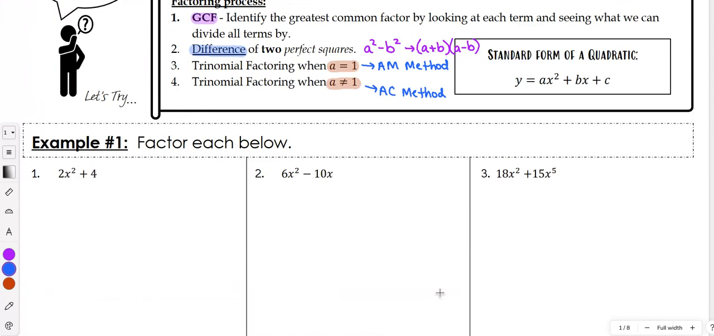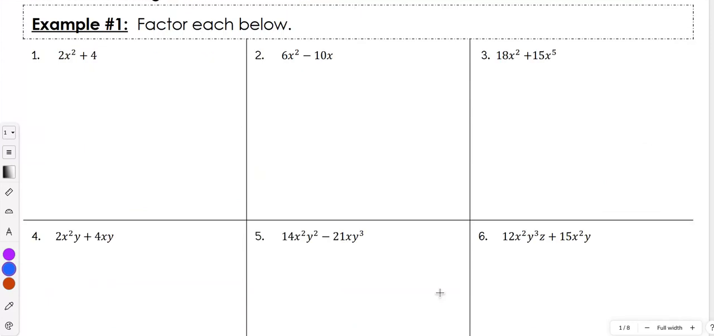Starting off simple, working our way to more advanced looking problems. So for number 1, we have been given the algebraic expression 2x squared plus 4. First things first, I have it in standard form. Awesome. Next thing is, can I divide 2x squared and positive 4 by a common factor? Of course we can. We could divide 2 by 2 and 4 by 2. I'm taking out that 2. That's my GCF, right? And I am left with x squared plus 2. So I undistribute it.